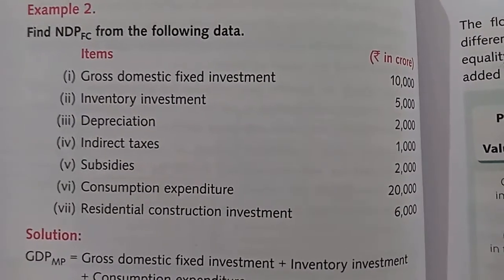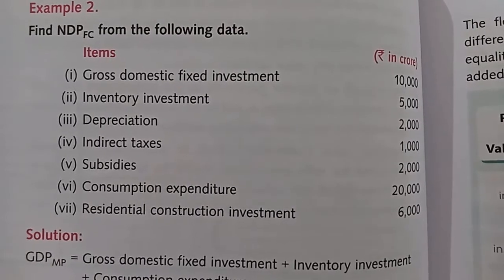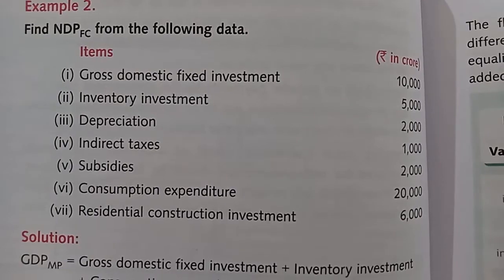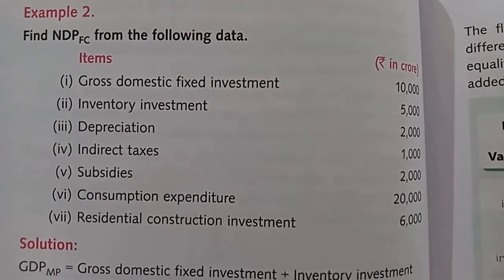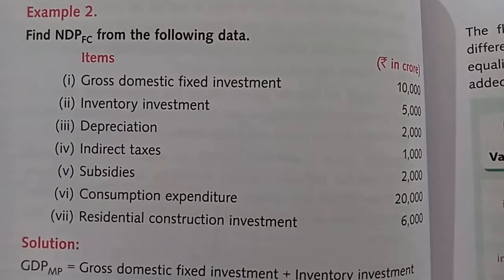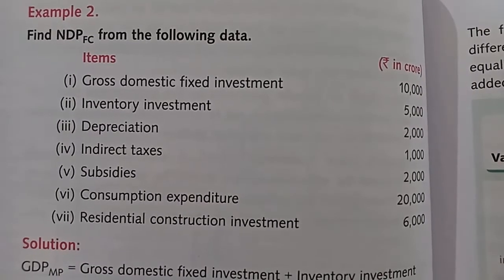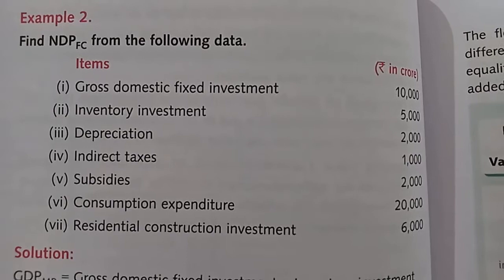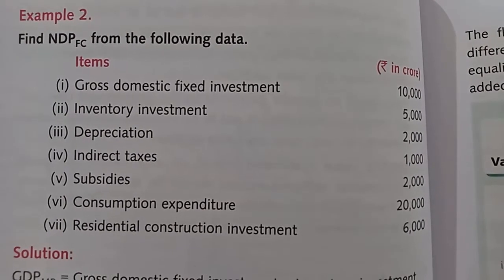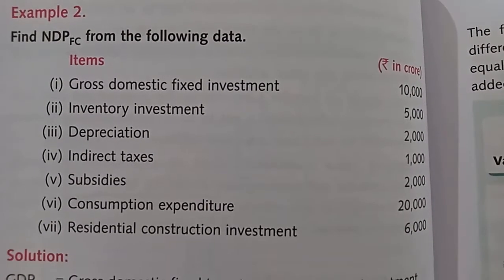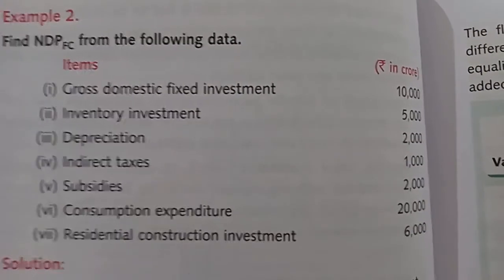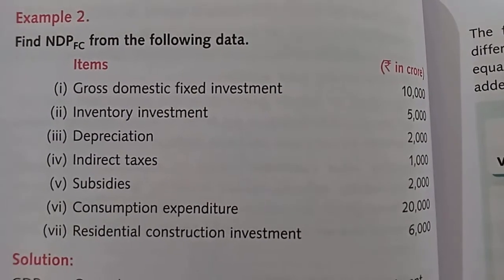We have to find the net domestic product at factor cost from the following data. We know the gross domestic fixed investment is given as rupees 10,000 crore. Inventory investment is given as 5,000 crore. Depreciation is given as 2,000 crore. Indirect taxes is given as 1,000 crore. Subsidies is given as 2,000 crore. Consumption expenditure is given as 20,000 crore. And residential construction investment is given as 6,000 crore.